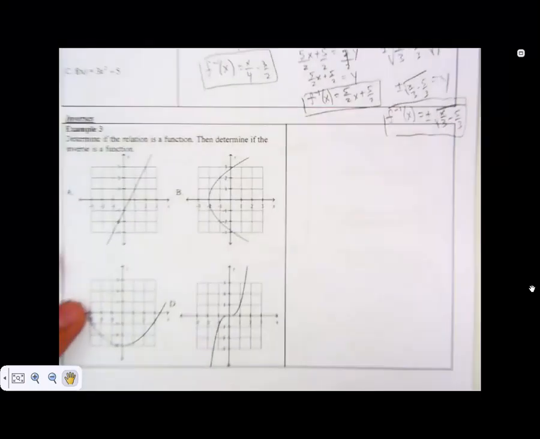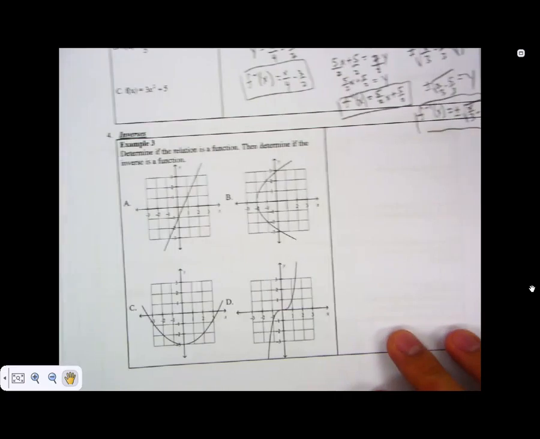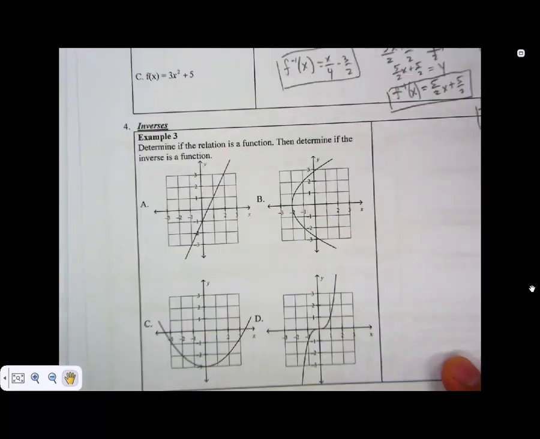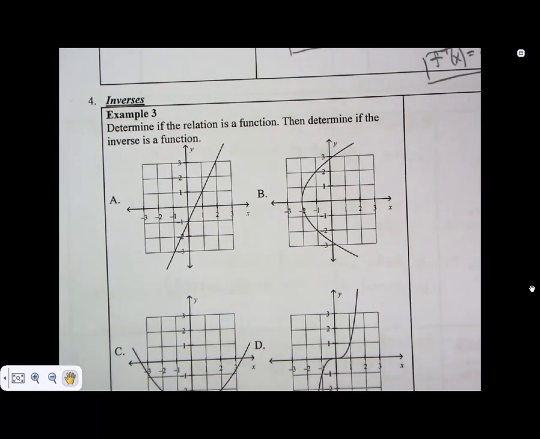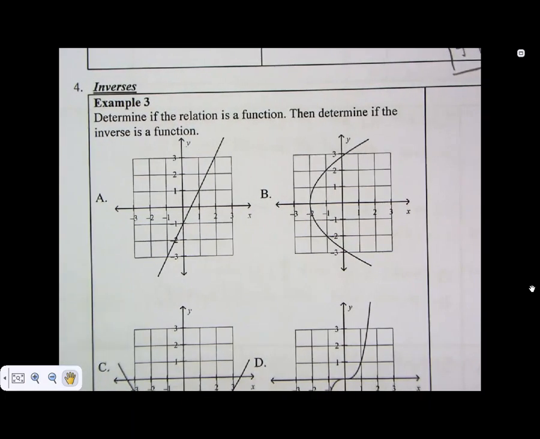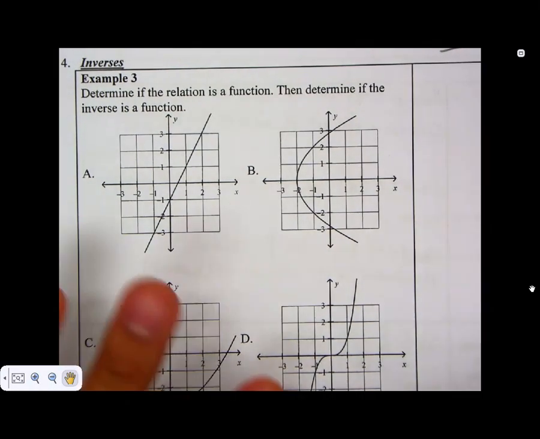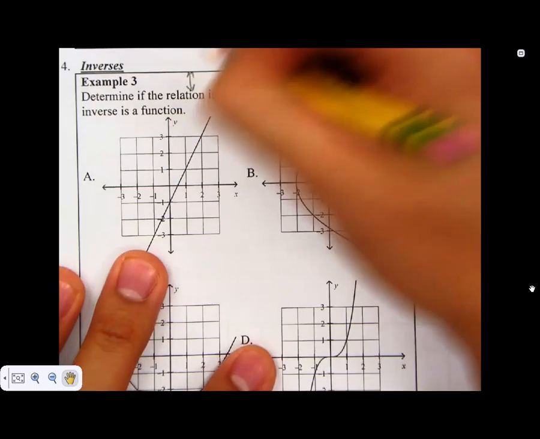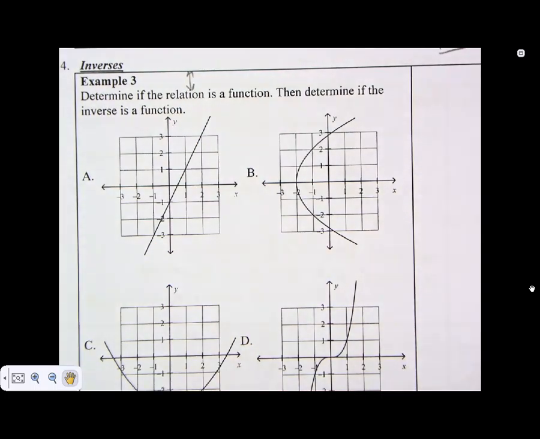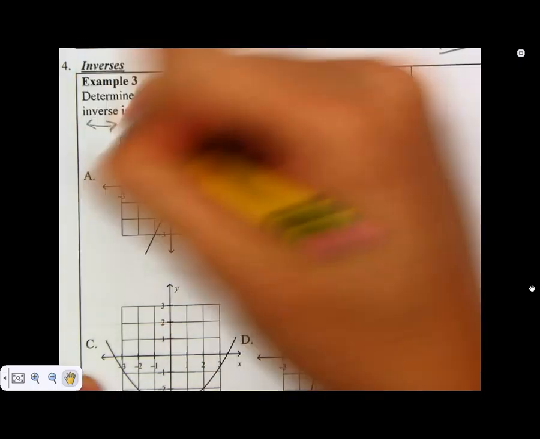Okay, going to example 3. Determine if the relation is a function, then determine if the inverse is a function. So you remember, to check from a graph for the relation, we have a vertical line test. And to check the inverse, we have a horizontal line test.